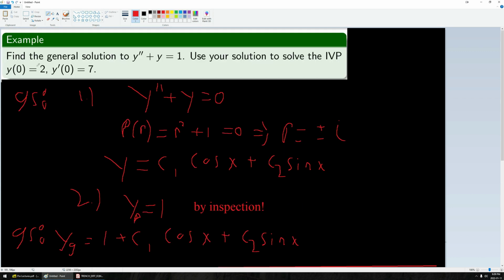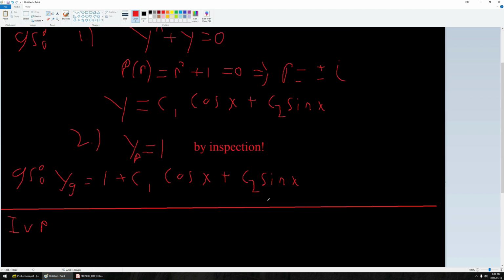Okay, so I just want to take these things and apply them here and then find out what happens. So if I do this, what happens? Well, the first condition was that y of 0 is equal to 2. So in this case, I simply write 2 is equal to 1, plus c1, since cosine of 0 is 1 and sine of 0 is 0. So from here I can simply say c1 is equal to 1.